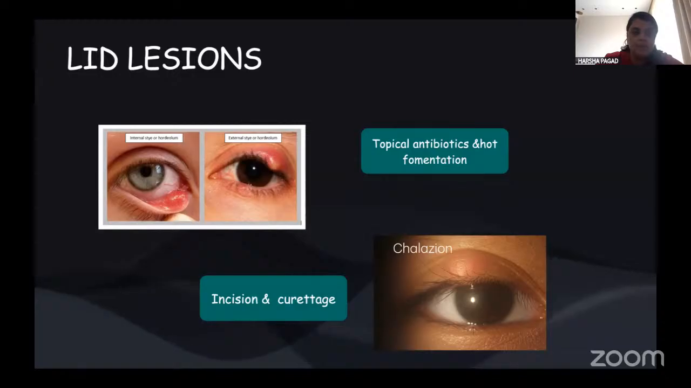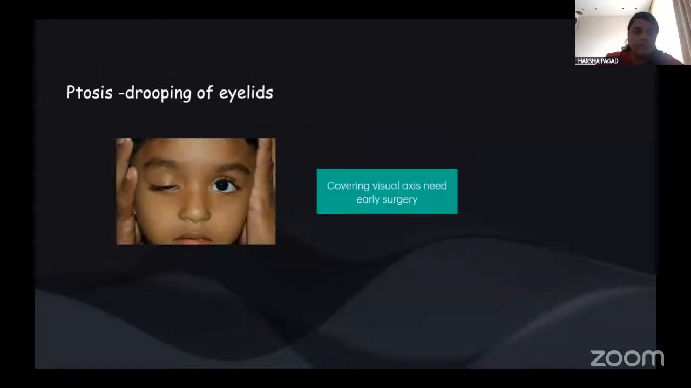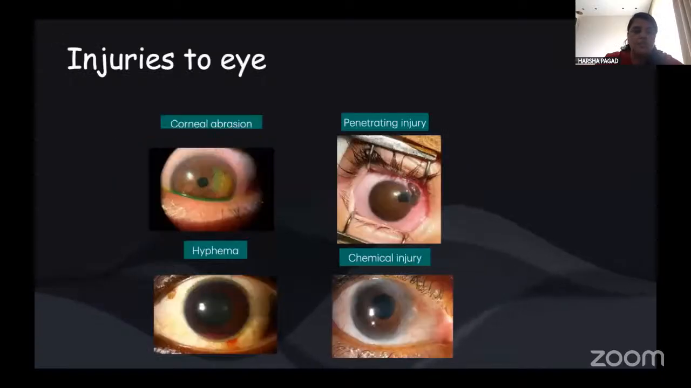So always rule out the underlying refractive error. Ptosis, or drooping of the lid, is another cause for amblyopia, which can cover the visual axis and needs an early surgery. Injuries are also important. Many times I get calls from pediatrician friends who say that an injury is there. So these are the things which you have to look for.